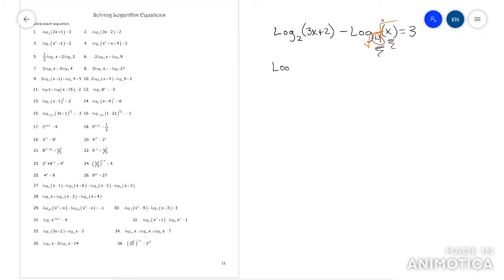So it's going to become this. Okay, now it's a log minus log with same bases. So I can go ahead and combine them using that rule. All right, so it'd look like log base 2 of 3x plus 2 over root x equals 3. Now you can snail it.